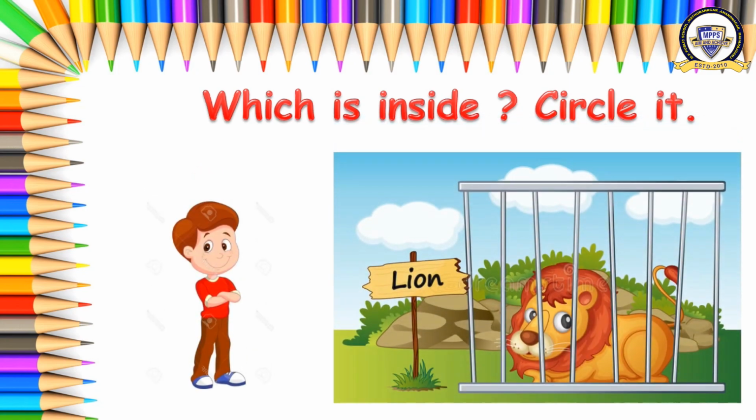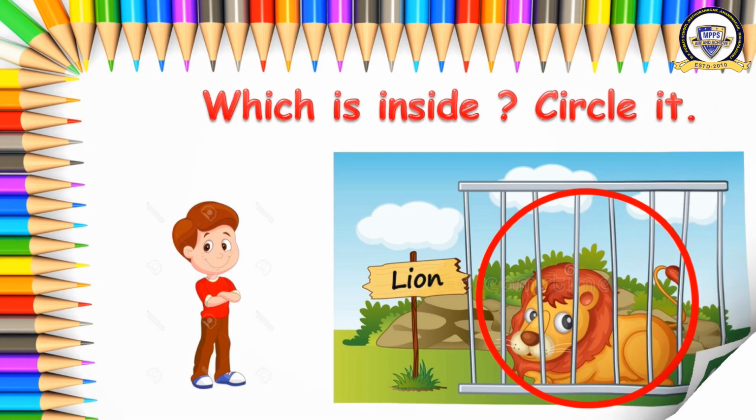There is a man. There is a lion. And tell me which is inside. Is the man inside or the lion inside? You can see a cage. The lion is inside the cage, right? So, what is your answer? Circle the correct one. Which one is correct? Very good. Lion is the correct one. Lion is in the cage, inside.